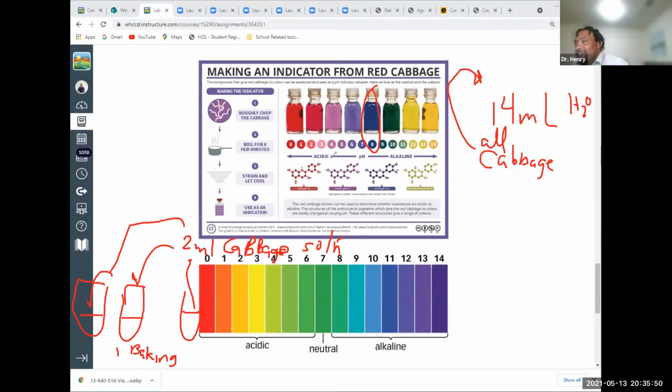Yeah. How much vinegar are we putting in again? 5? We're using 5 mLs of everything. Of everything. Okay. Yes. Is that good?